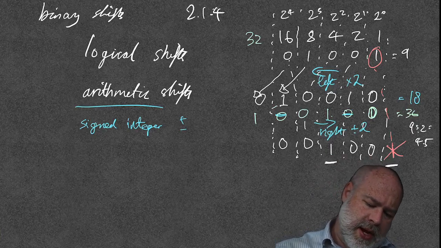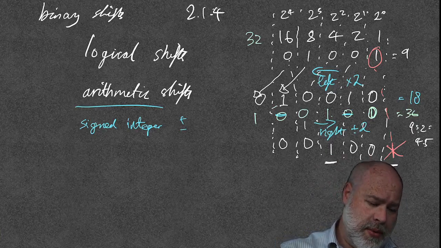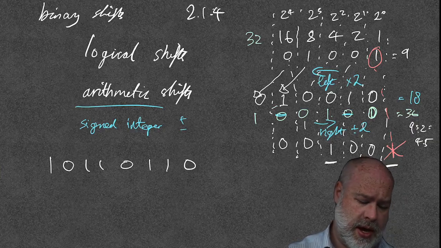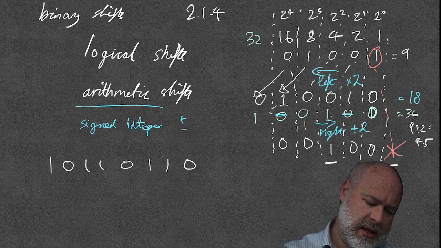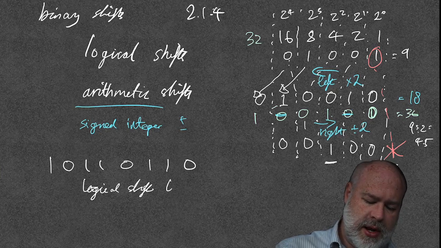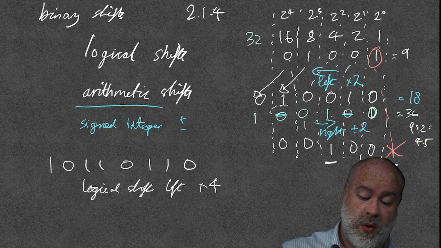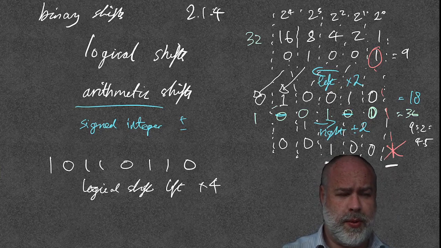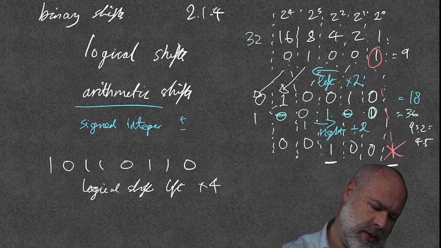Let's do it on a bigger number. I'm just going to make one up off the top of my head. Let's say we've been asked to logical shift left and times by 4. So we want to times this number by 4. How would we do it?